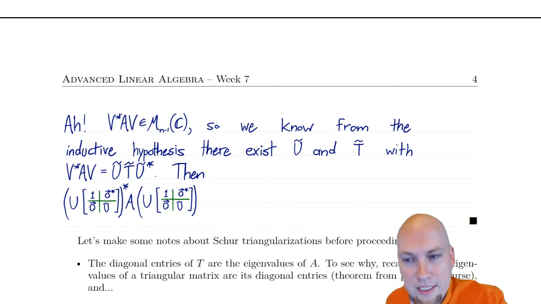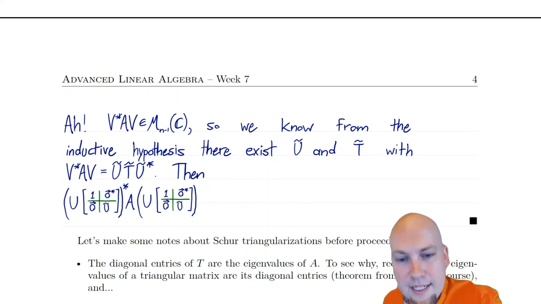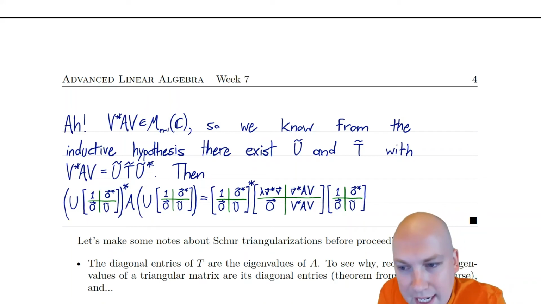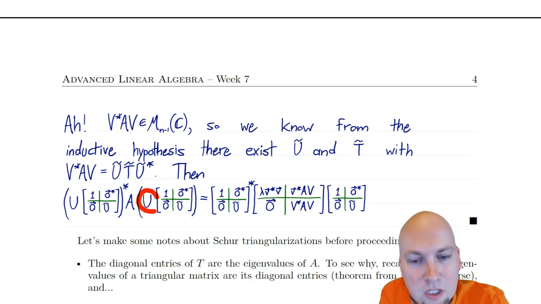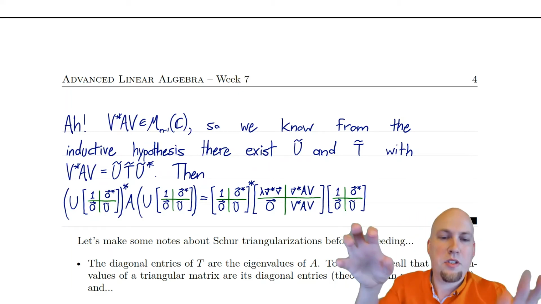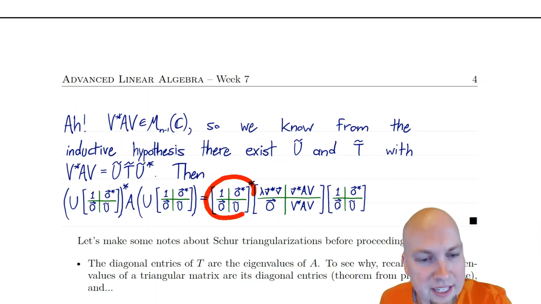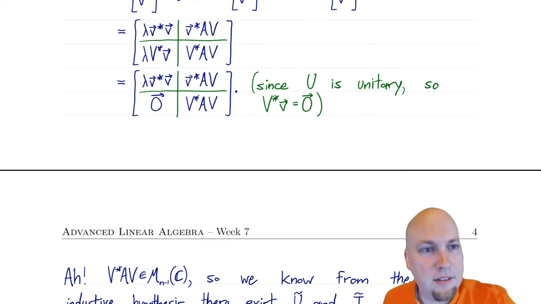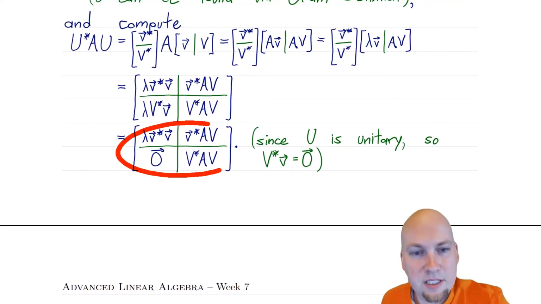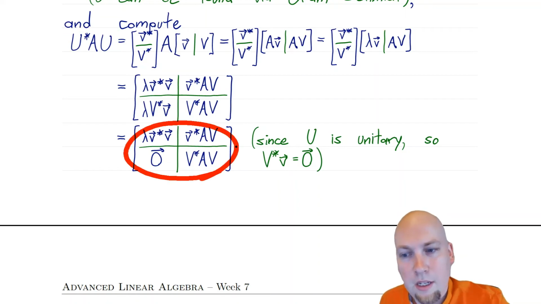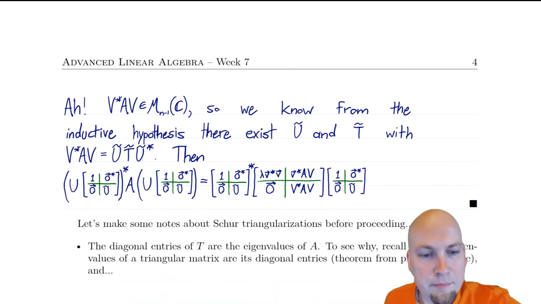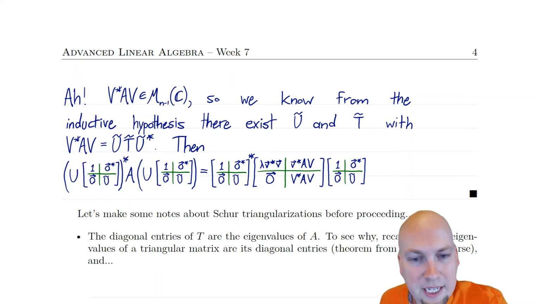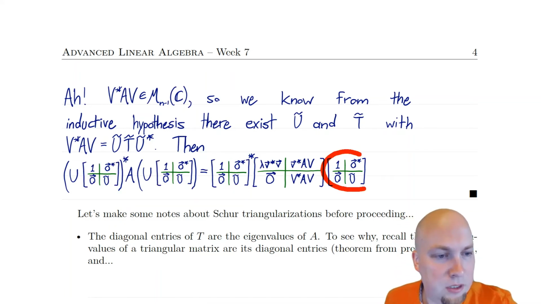Let's compute this product here. The first thing I'm going to do is multiply by these U's on the inside. When I take the star of this entire bracket, I get a U star right next to A on the left, and I've already got a U on the right. So I've got U star AU sandwiched in the middle of these two matrices on the outside. And U star AU, we already computed that up above. That's exactly this matrix here. So I'm just plopping that down in the middle of these 2 by 2 block matrices that I have left over on the outside.